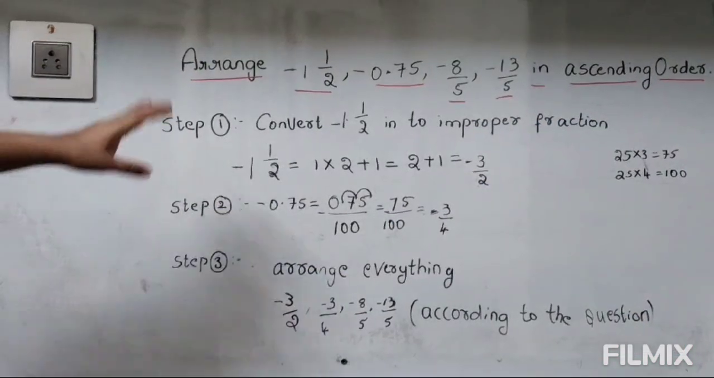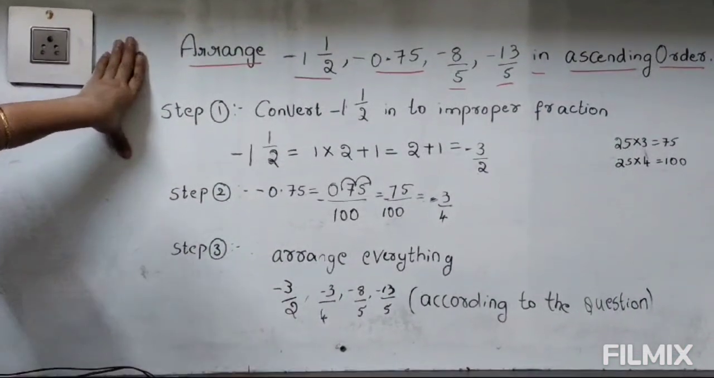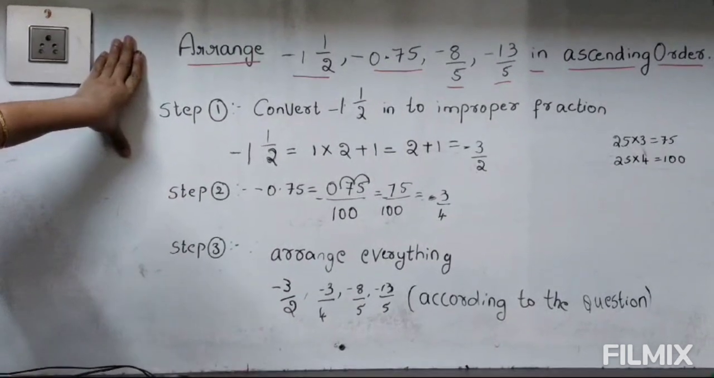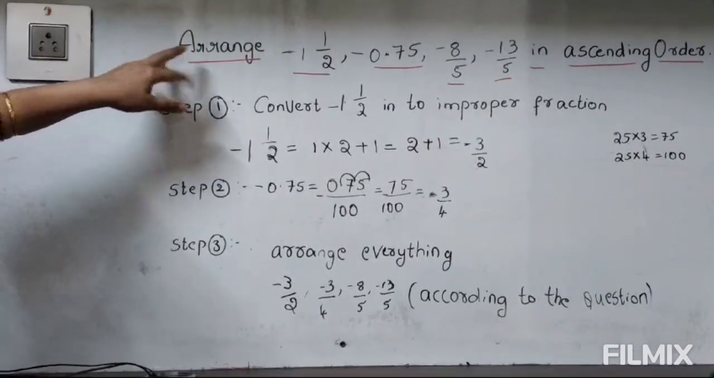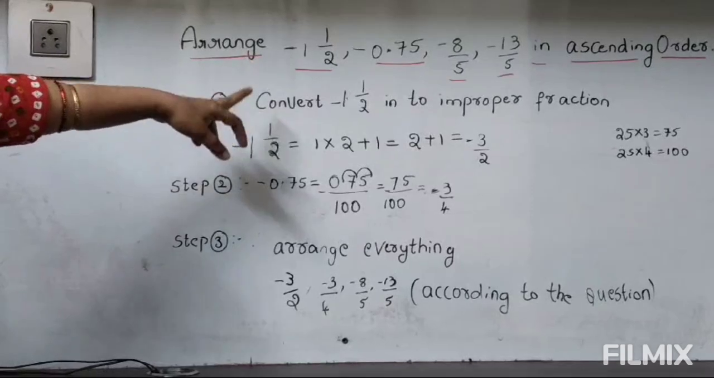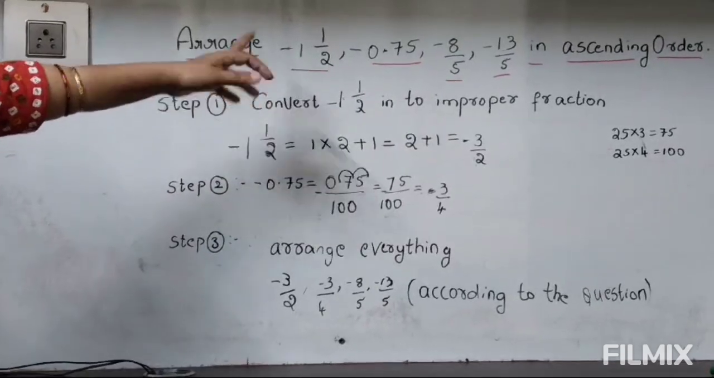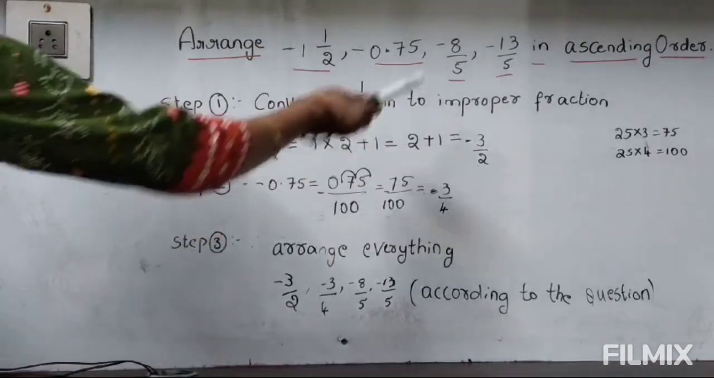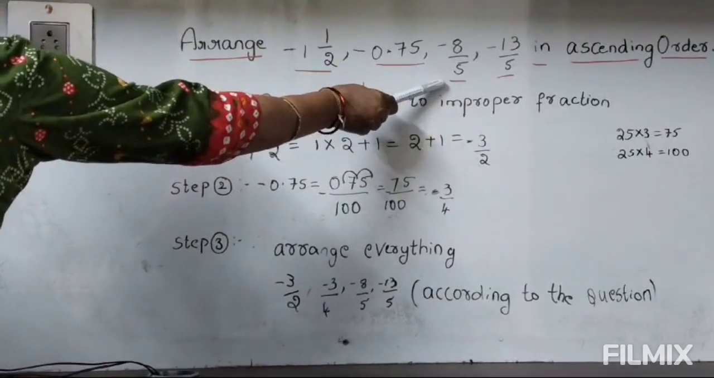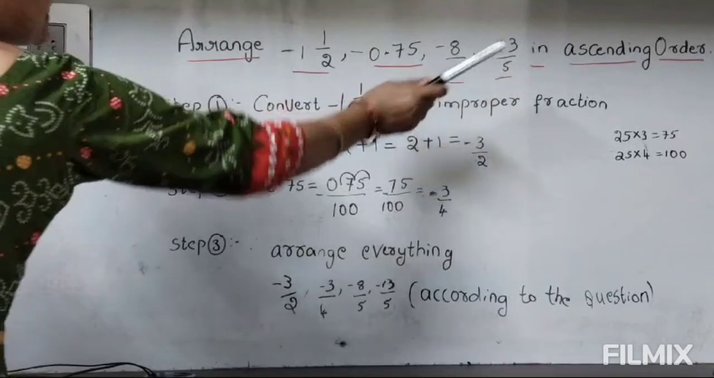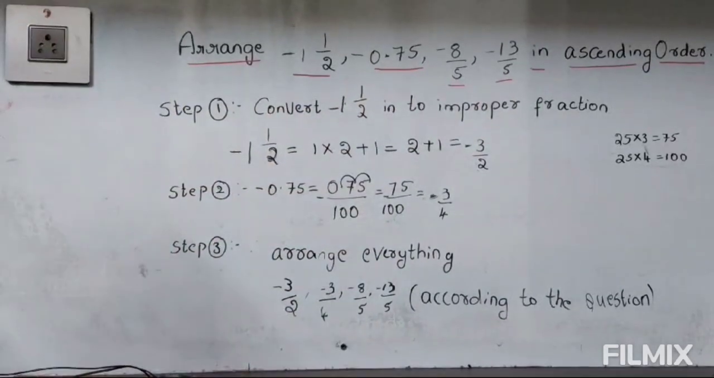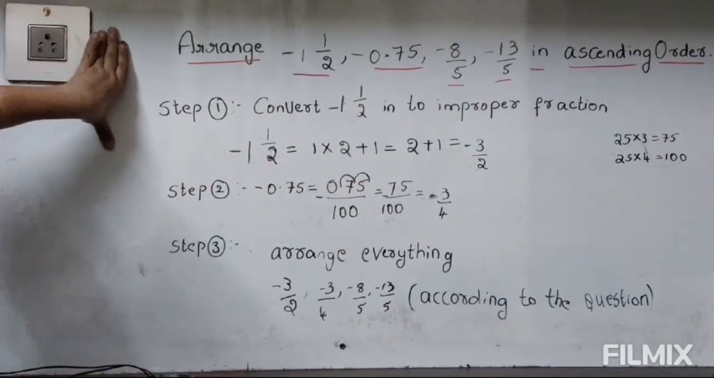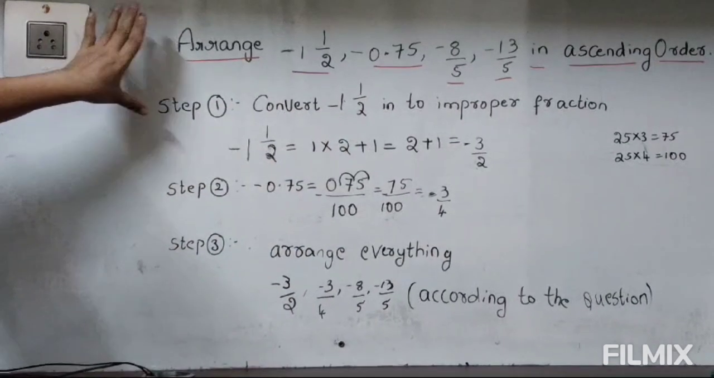Now let's get started with an example sum from the textbook. Arrange minus 1 1/2, minus 0.75, minus 8 by 5 and minus 13 by 5 in ascending order. So, this is the question.